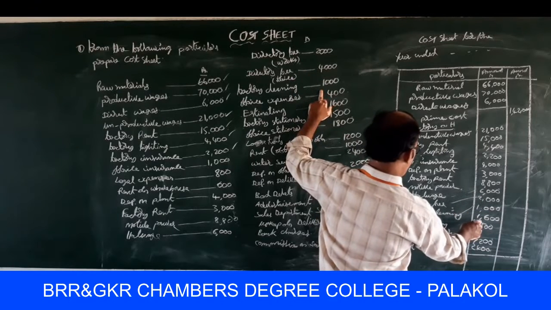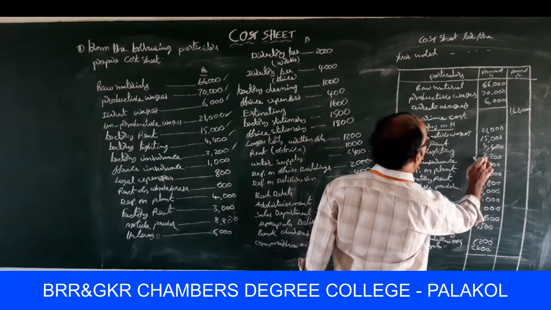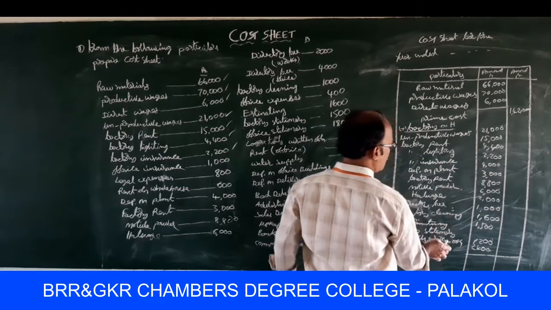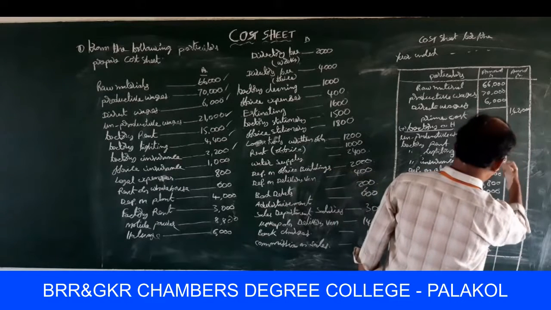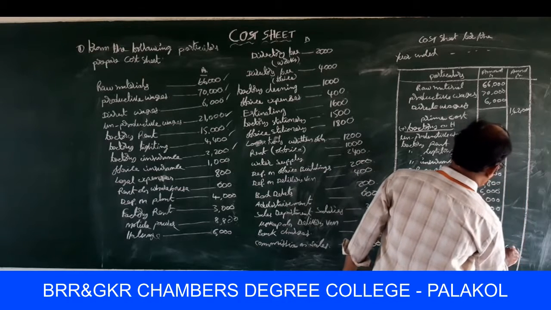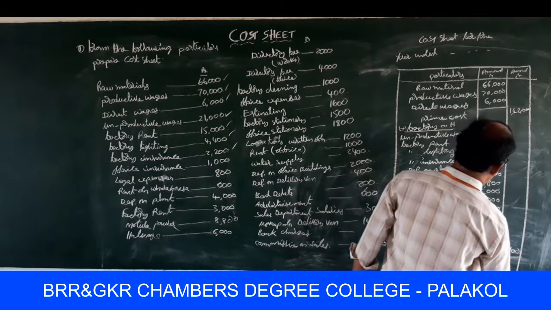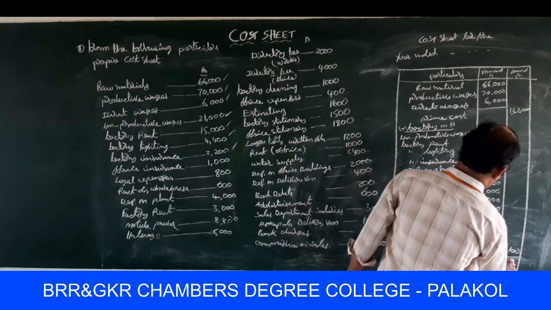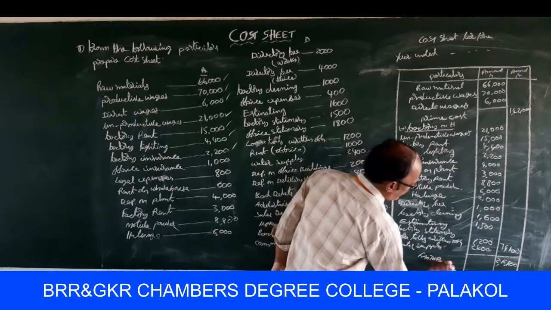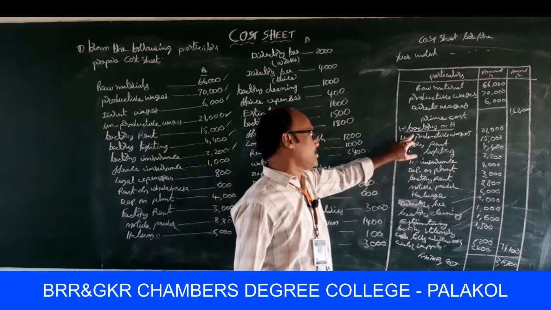Cleaning 1,000, estimating, and so on. The total is 2,16,400. This 2,16,400 is to be treated as factory cost. These are all the transactions related to factory overheads.